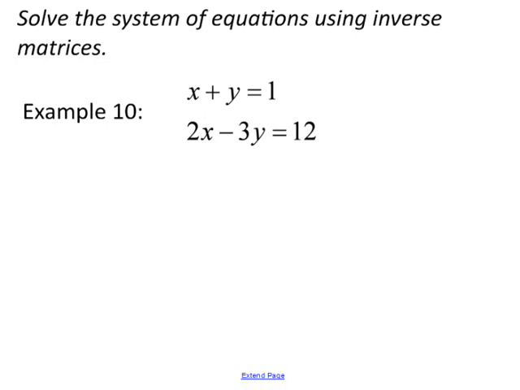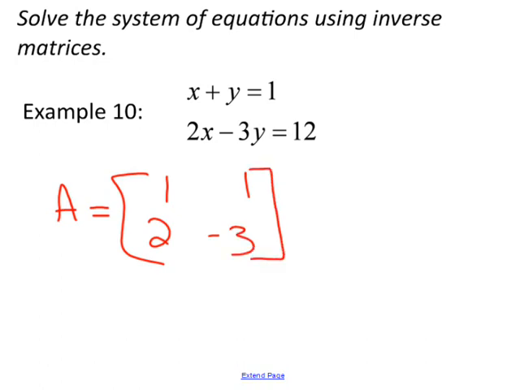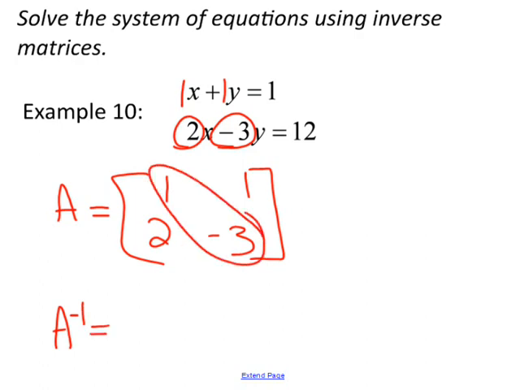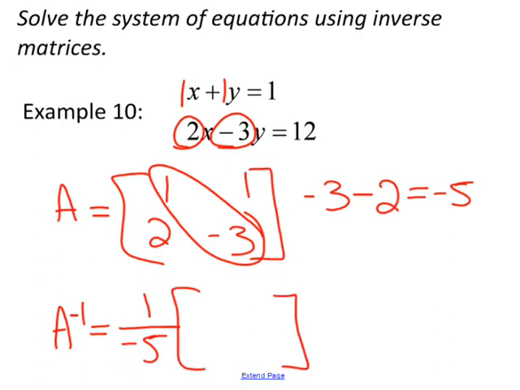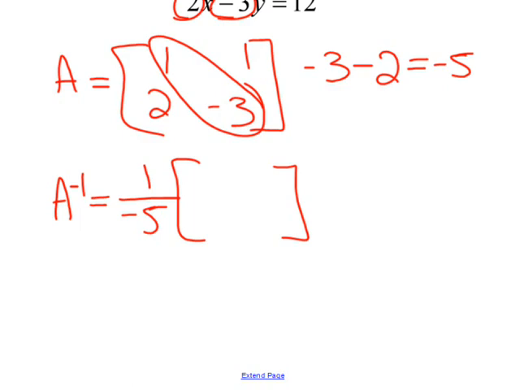Example 10, doing exactly the same thing. It's just I didn't write out the stuff for you. So we still need the coefficient matrix. 1, 1, 2, negative 3. We need the inverse. You multiply the negative 3 times the 1, and 2 times 1, and subtract, and put a 1 on top. The 1 and the negative 3 change places. The 1 and the 2 change signs.